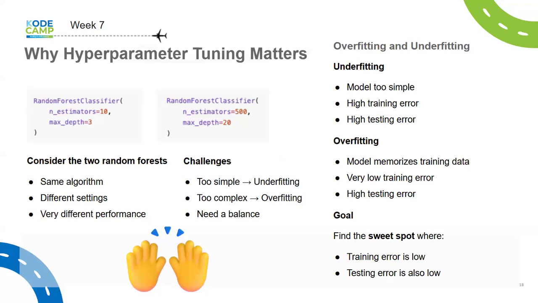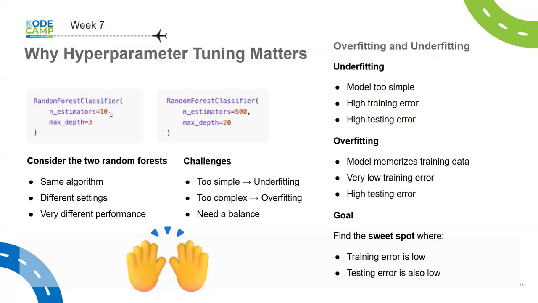We'll use a random forest classifier and we'll try to solve a problem that is somewhat complex. So the random forest classifier, we are going to try two examples. The first one is going to have only 10 estimators and a max depth of 3. 10 estimators means only 10 trees, 10 decision trees. So it doesn't have a lot of capacity, right? It's the same algorithm, different settings, but the performance will be very different.